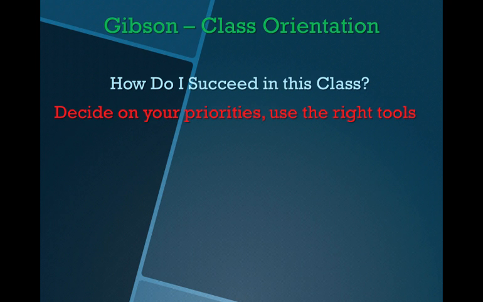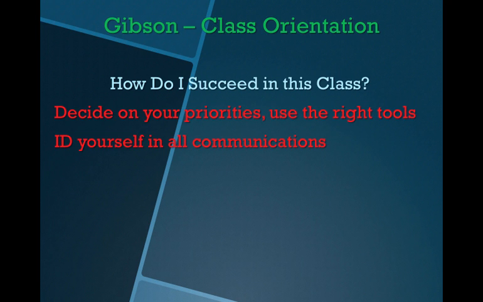All right, so how might I succeed in this class? Let me give you some ideas. These are kind of tips for you. Decide on what your priorities are. I know that you have other things going on professionally, personally, and academically, but at the same time you also have to prioritize things and use the right tools to help you in the prioritization process.